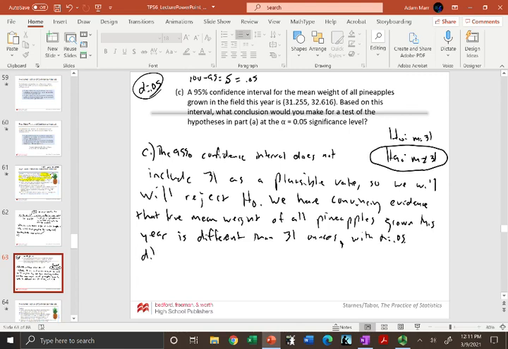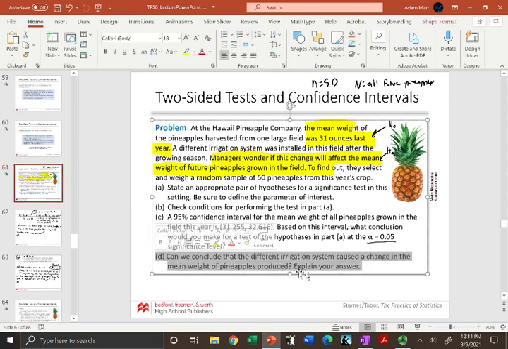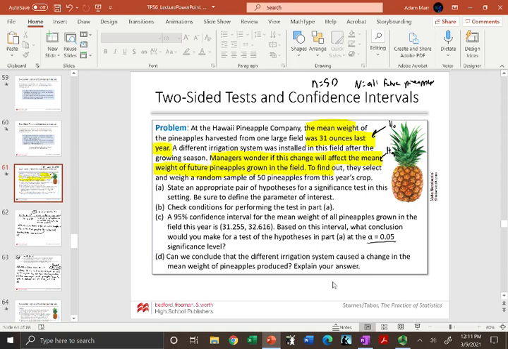All right, so part D, let's look here. Can we conclude that the different irrigation system caused a change in the mean weight of pineapples produced? Explain your answer. Okay, so we had a different irrigation system and there was a change, but can we say that it's the irrigation system? This is going all the way back to chapter 4. Remember, there's a couple things that we have to think about for part D. And before I put the answer, I'm just going to map this out.